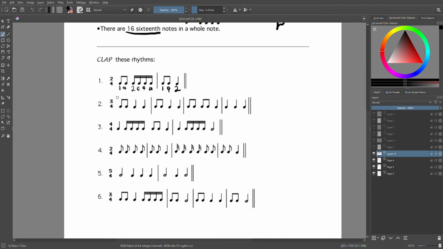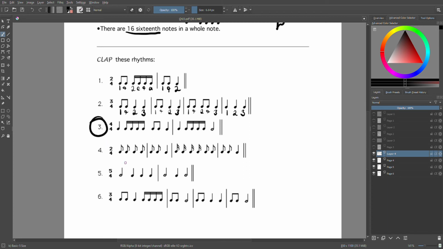Now this one is going to be 1 and 2, 3. 1 and 2, 3. 1 and 2 and 3. So I'm going to do that again in a nice steady tempo. Here I go. 1 and 2, 3. 1 and 2, 3. 1 and 2 and 3. Just like so.